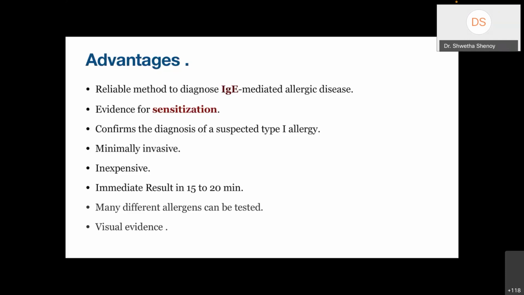Second is we can test many different allergens. Though we believe we are allergic to dust, allergy is something we hear everywhere. I have seen patients who come and tell that they have dust allergy, but when we go ahead and do a skin prick test, there is not much reaction to dust, but molds and cockroach allergens are pretty high. So they now know that there is more than one problem, more than one cause for their problem, and they find it easier to find solutions. So this is one of the very important advantages of doing a skin prick test.